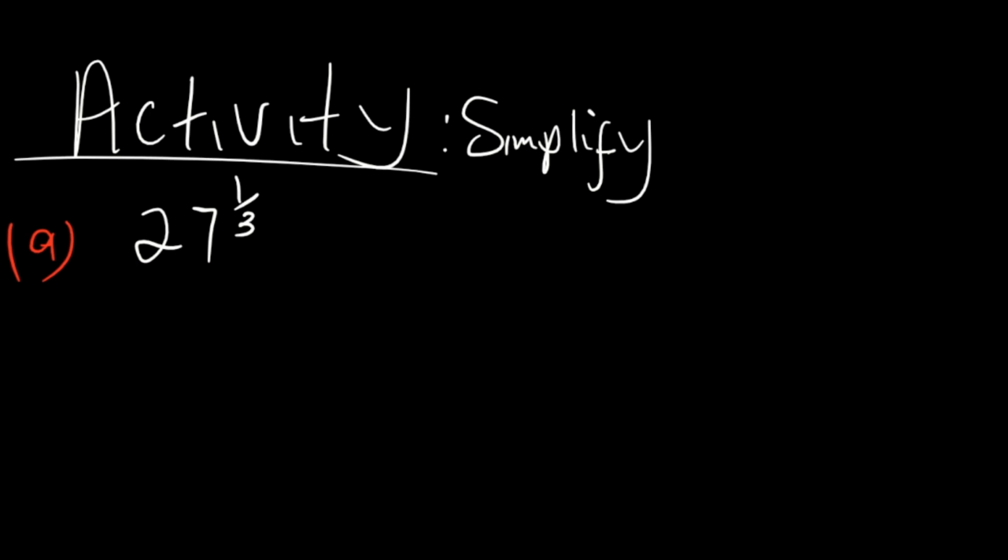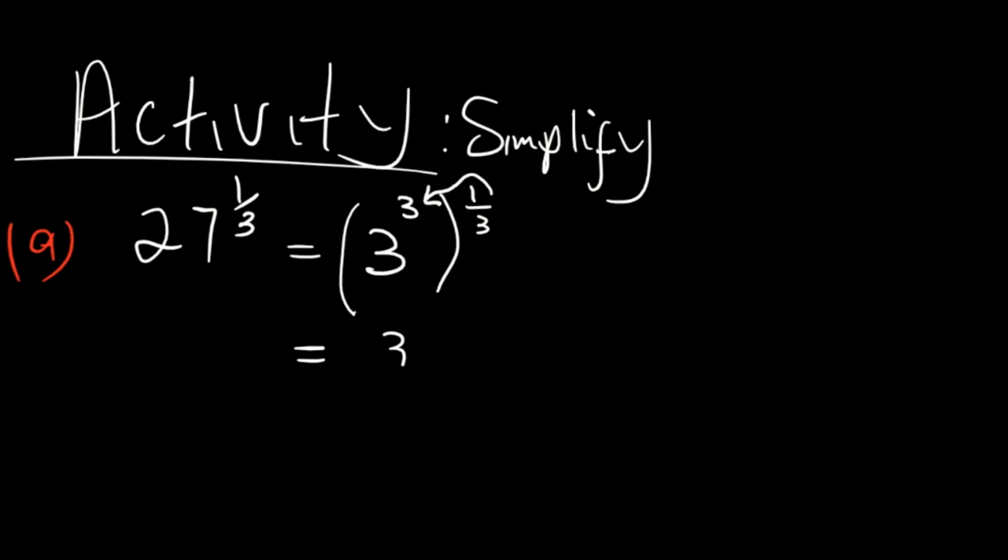So now we are asked to simplify this problem here. The first thing we're going to do is turn this 27 into an exponent with base 3, because the multiples of 3 will give you 27. So if 3 to the power of 3 is 27, then we put the 1 over 3 outside. Now we have 3 to the power of 3 all to the power of 1 over 3.